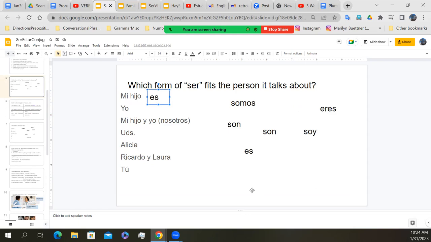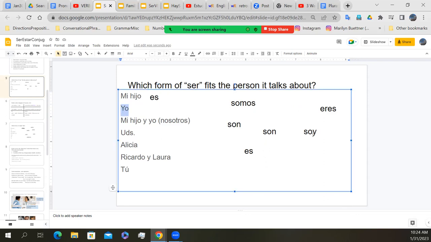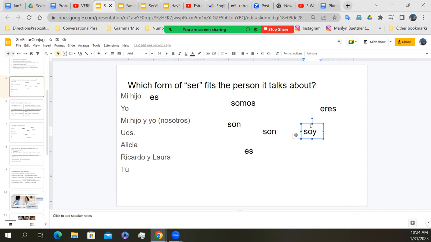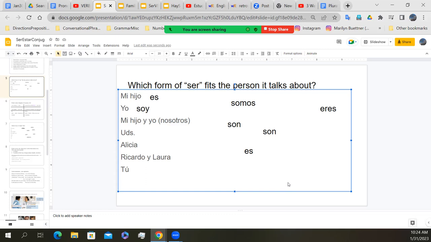Es. Okay? I could say, mi hijo es alto. Mi hijo es joven. My son is young. Yes. Okay? Bien. Yo. Which one of these do I match up with? Yo. Soy. And you will normally hear people using just yo soy or just soy without the yo, but for your purposes, if you need to match them up now together, that's okay.